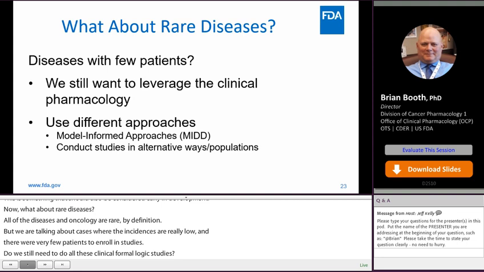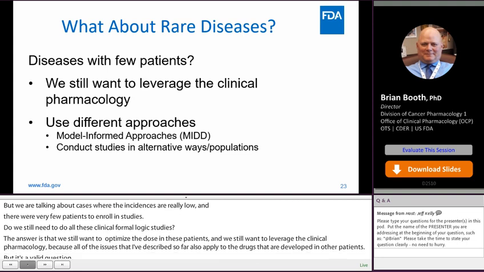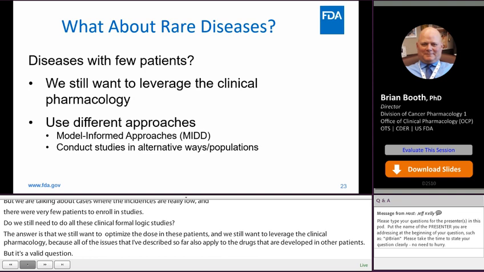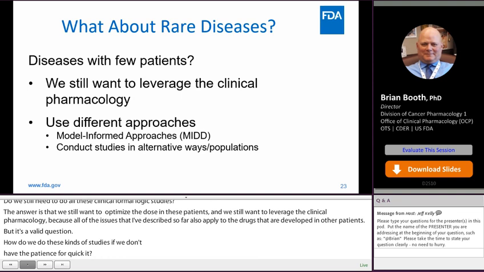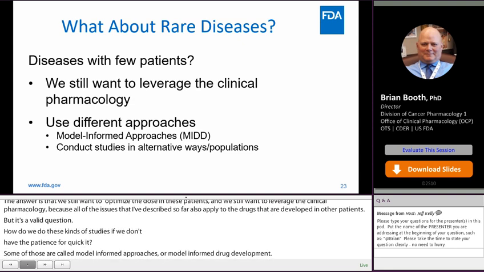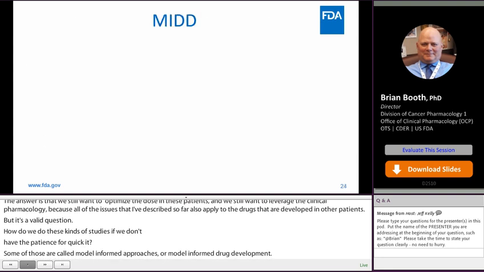Well, there are different approaches that we can use. Some of those are what we call model-informed approaches or model-informed drug development. And some of these are alternative ways of conducting these studies and perhaps doing these in alternative populations. And so I have a couple of examples to share with you.